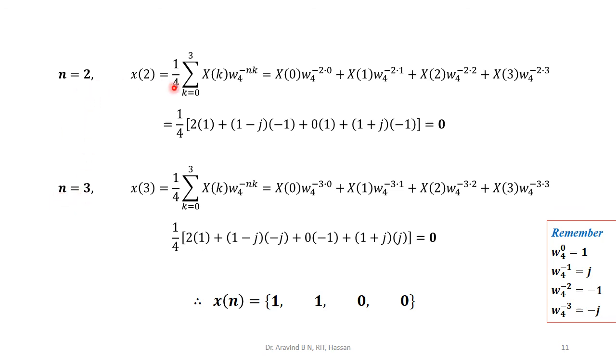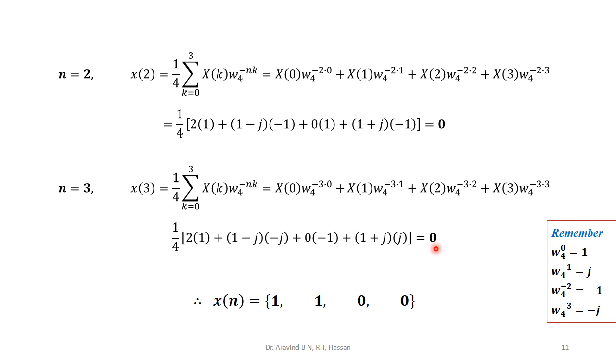So expansion is being done over here. So summation k is equal to 0 to 3 x of k omega 4 minus nk along with this scaling factor. We are going to make this expansion, and then for these expanded values we are going to make the substitution, and after simplification of this we are going to get the answer as 0. Similarly, it has been done for n is equal to 3: expanded, then the values are substituted. After simplification we have got the value 0.